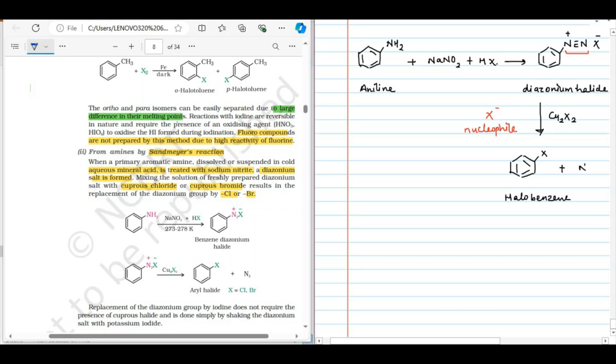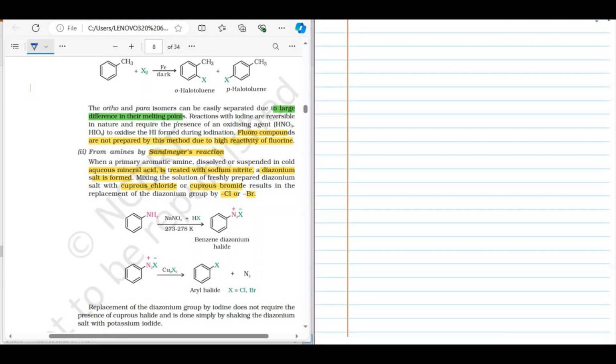And N2 will be released in the form of N2 gas. So that's how Sandmeyer reaction takes place. Now let's take another example.